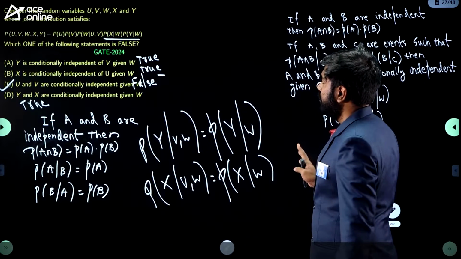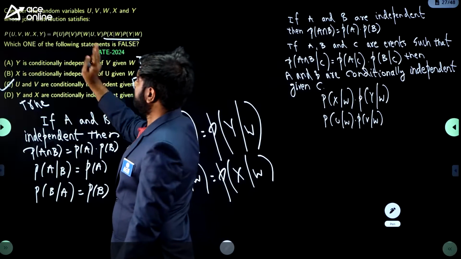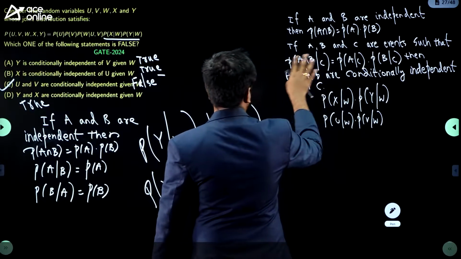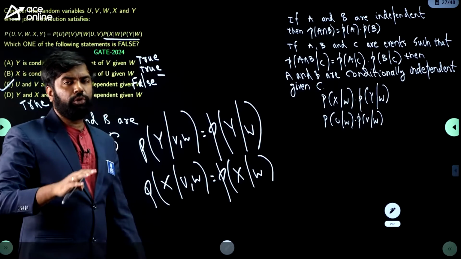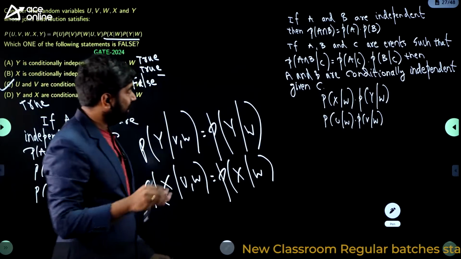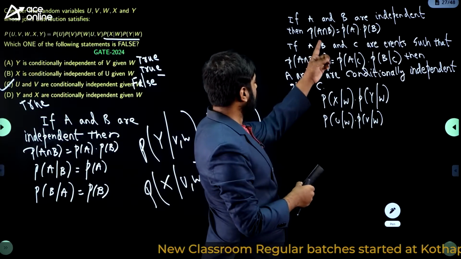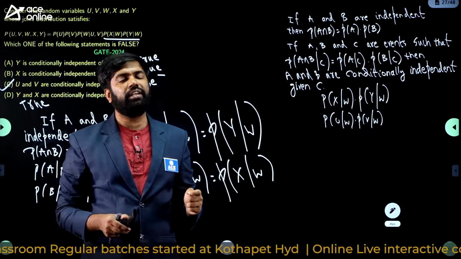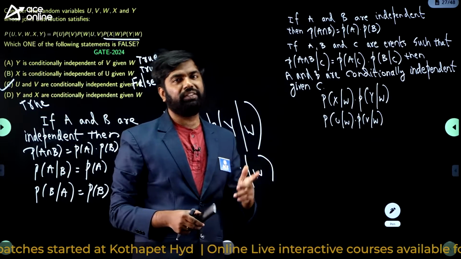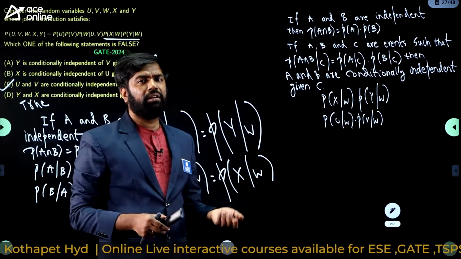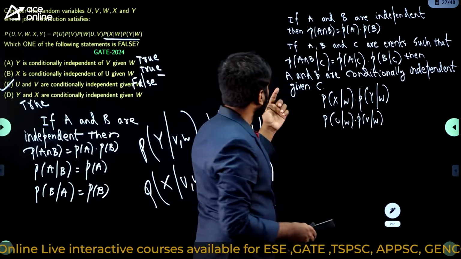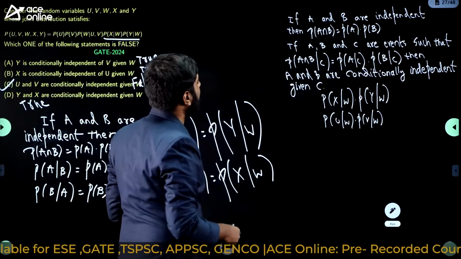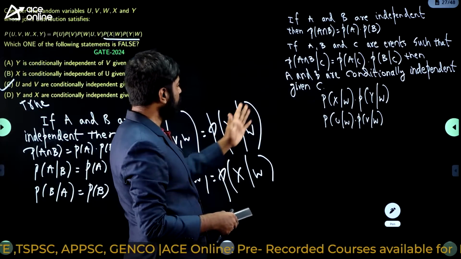So some equation is given, and from this we need to answer which is the false statement. The basic idea is if the probability of the intersection is equal to the product of individual probabilities, they are independent. In the same way, suppose you have events satisfying this: P of A intersection B given C is P of A given C into P of B given C, then you can claim that A and B are conditionally independent given C.